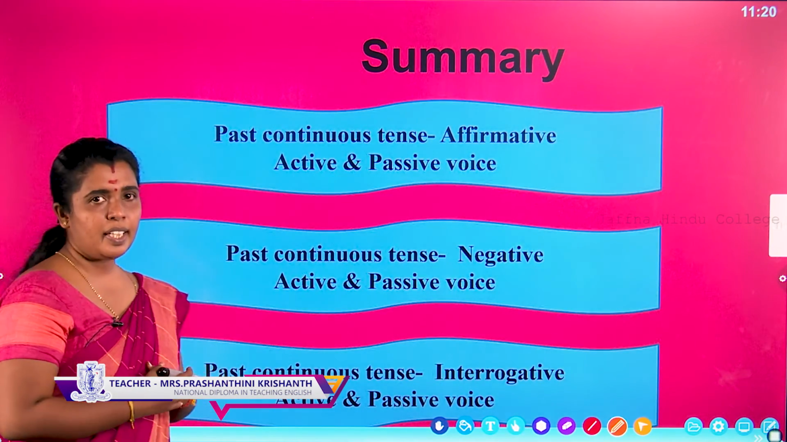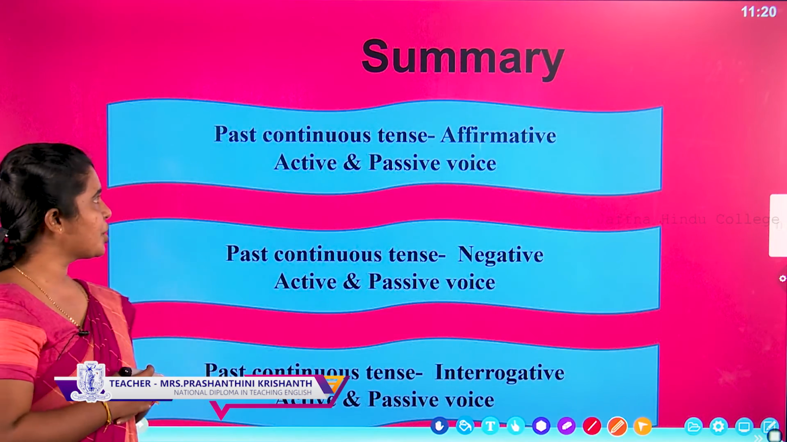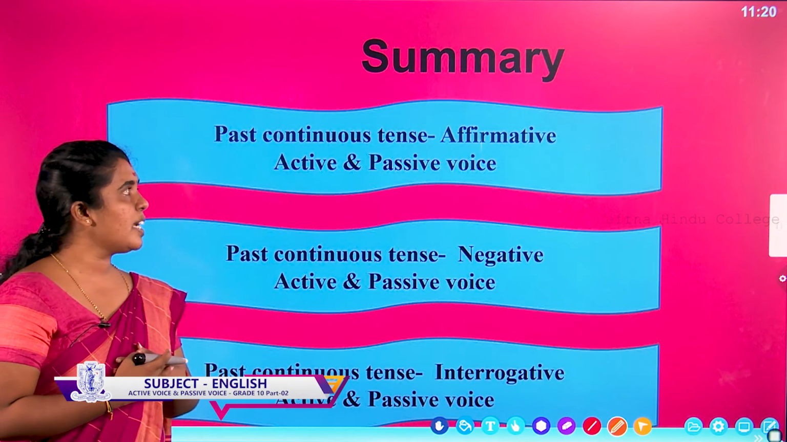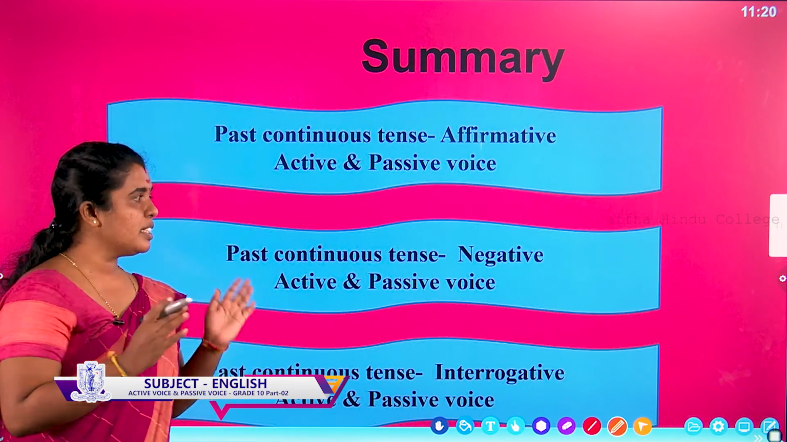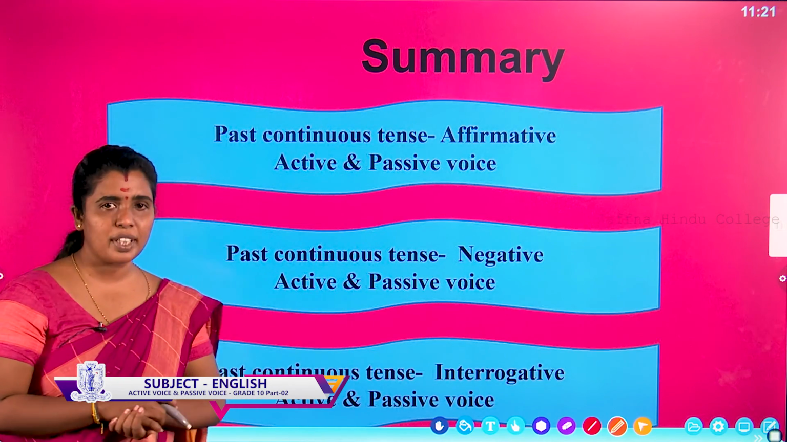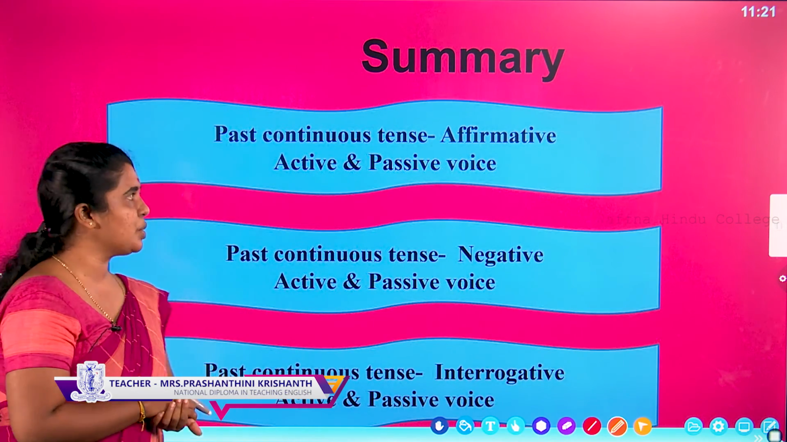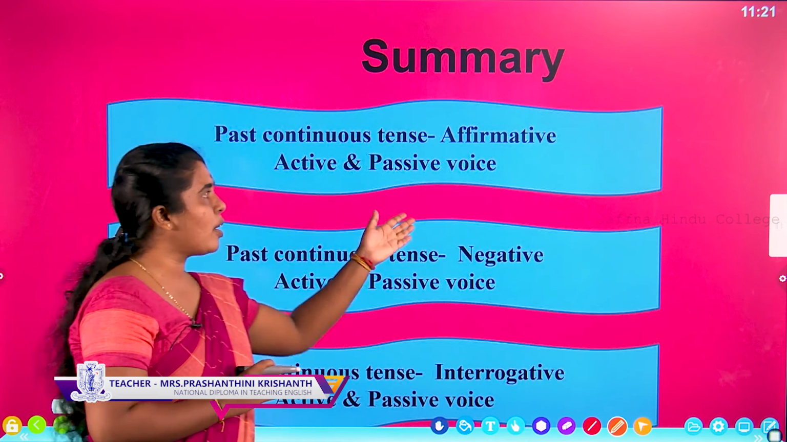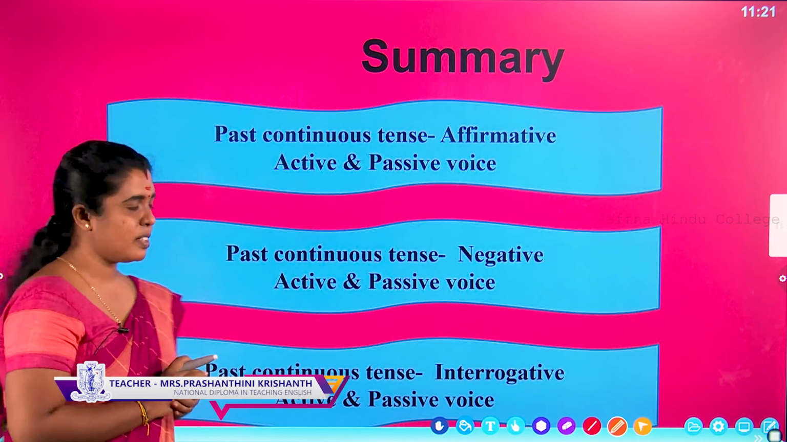So, the summary, we are in the final section. Past continuous tense, affirmative, negative and the interrogative pattern. We learned today both active voice and passive voice, right?